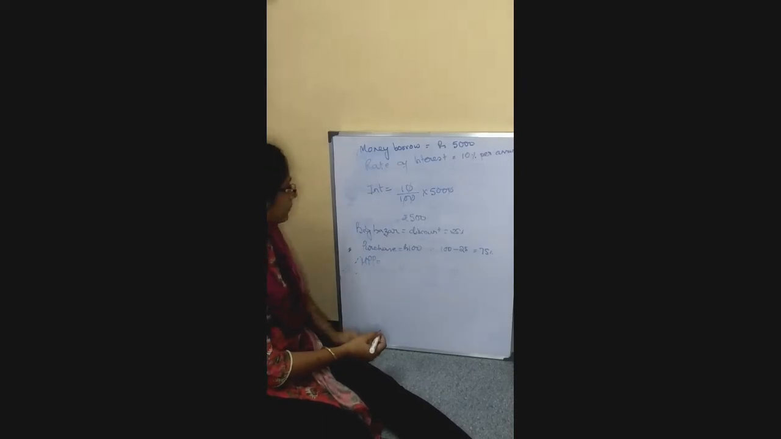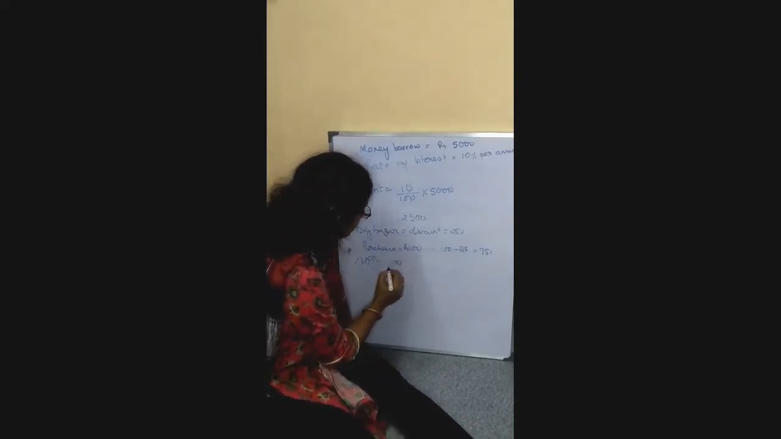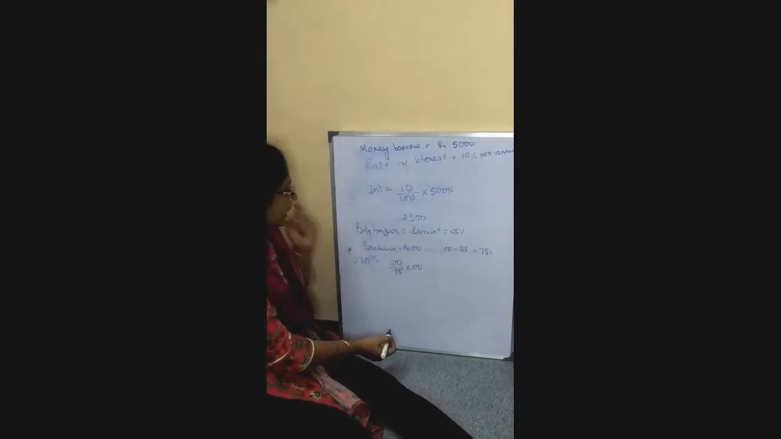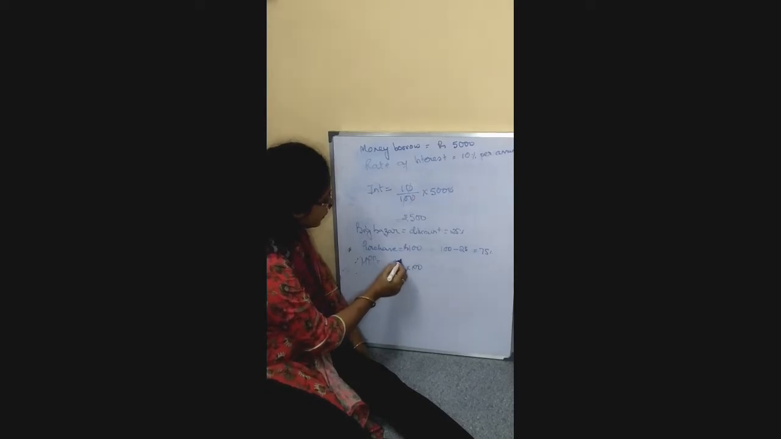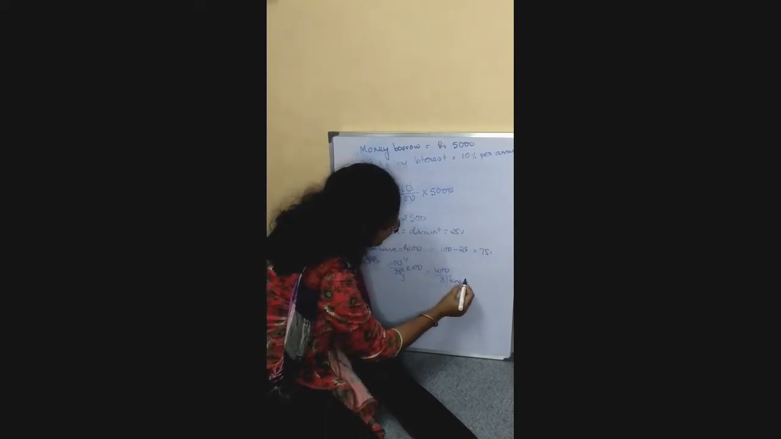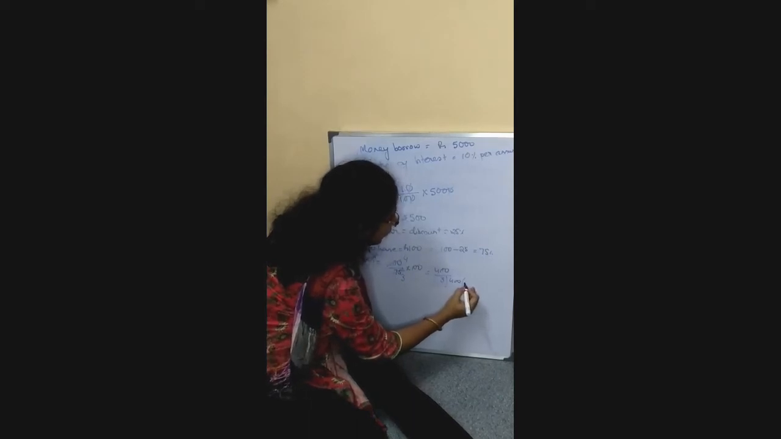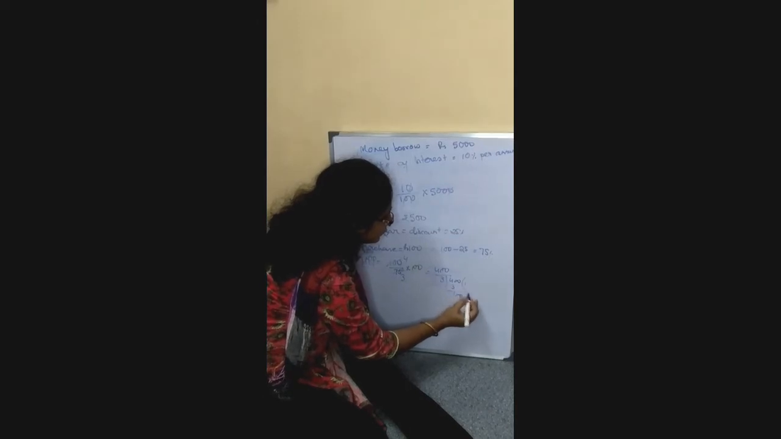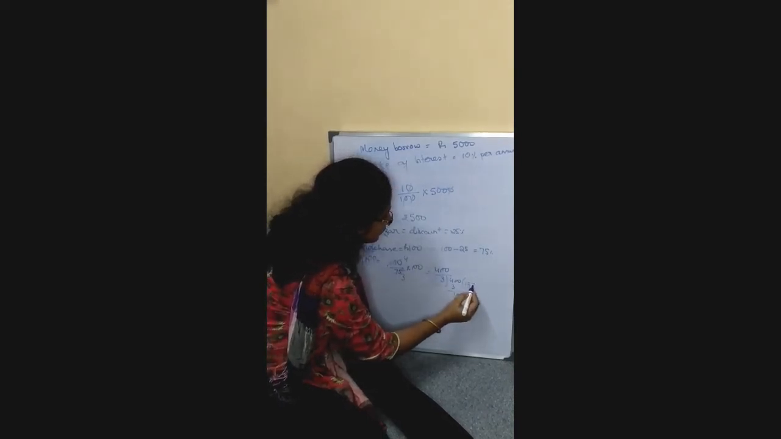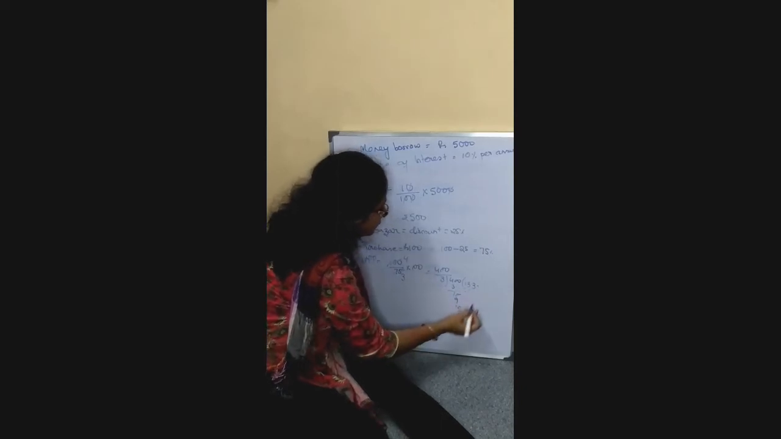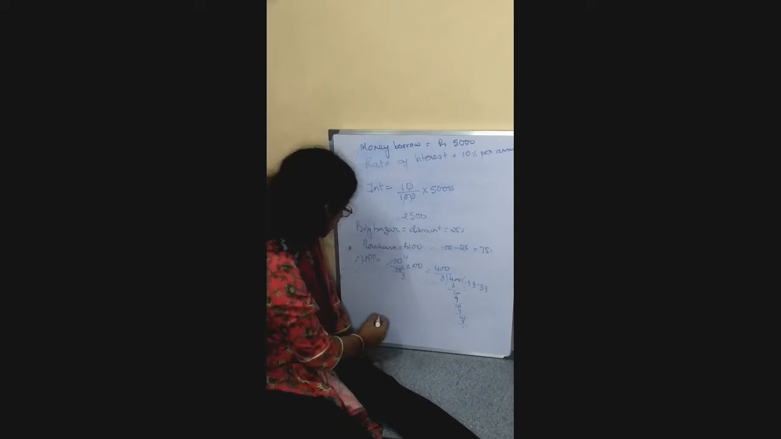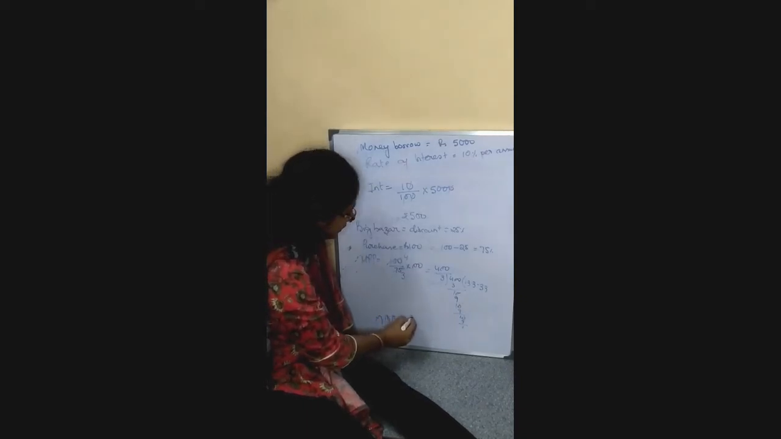So we write it like this: 75 corresponds to 100, and we need to find out the 100%. So we do like this, 4 and 3, that is 400 by 3. The MRP of the article is 133.33.